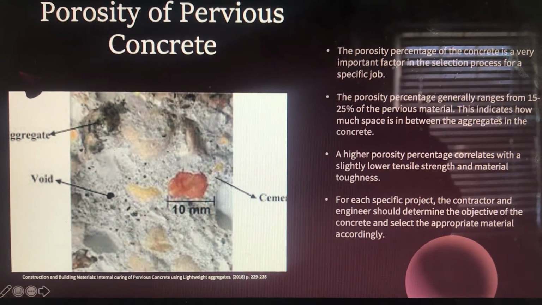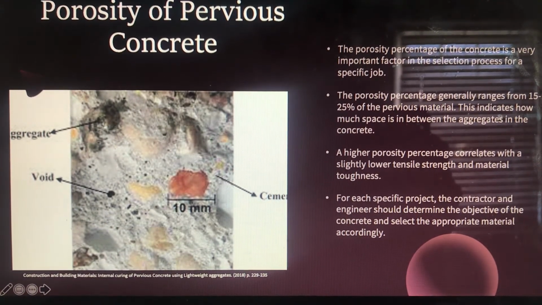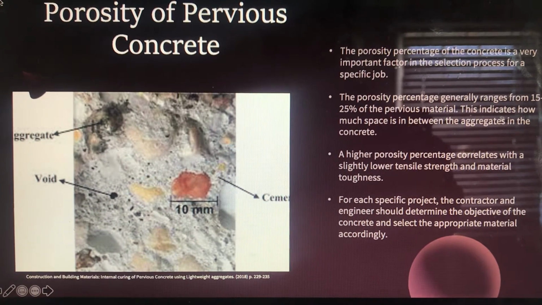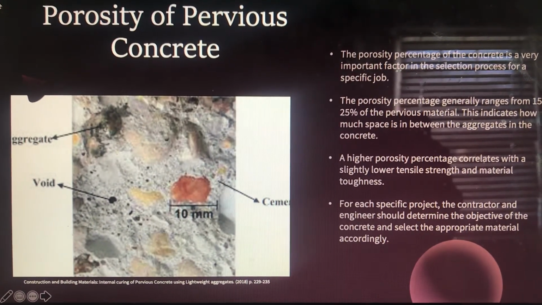So on a rural road, you would probably have 15% porosity. So you're going to have less water transfer, but you're still going to have adequate water transfer, and you're going to have more compressive strength. You're not going to see as much unraveling.